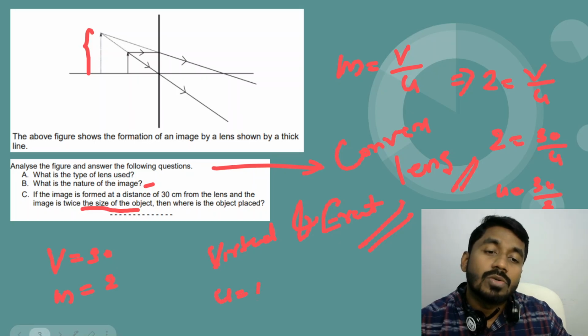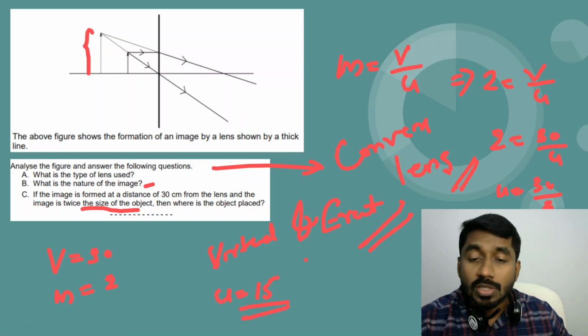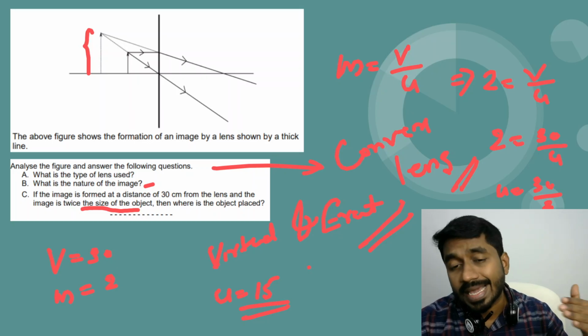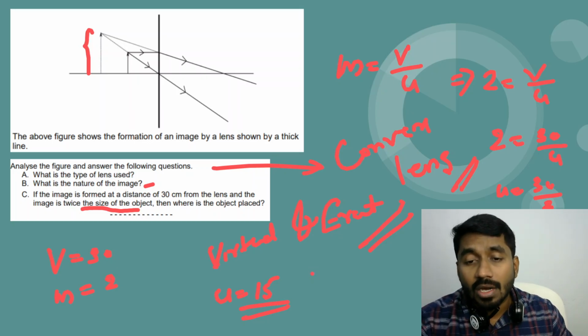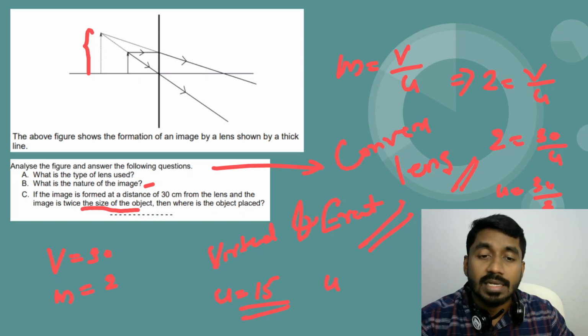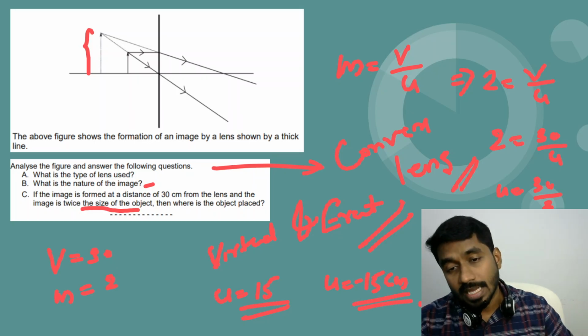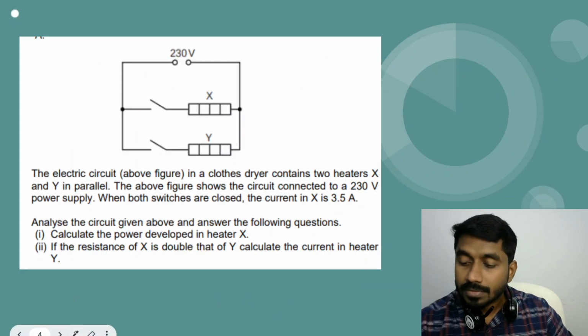U is equal to 15. Since U is on the left side of the mirror, or it is against the direction of the ray of the incoming signal, we can write it as U is equal to minus 15 centimeter. This is the answer for the next question.